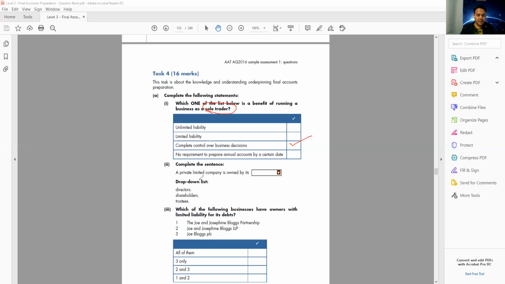A private limited company is owned by whom? A private limited company is owned by the shareholders. Remember that the company is always owned by the shareholders, not the directors. So don't think directors are the owners of the company. Directors can be or cannot be owners of the business, but the shareholders are the people who are the actual owners of the business. Okay, let's move on.